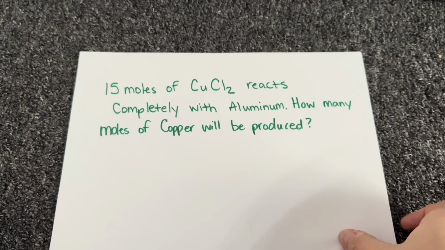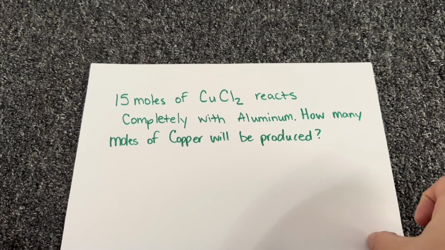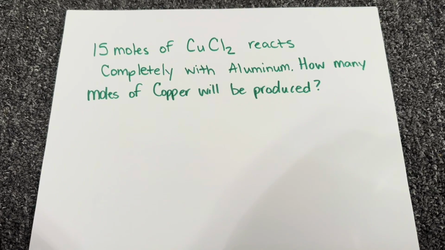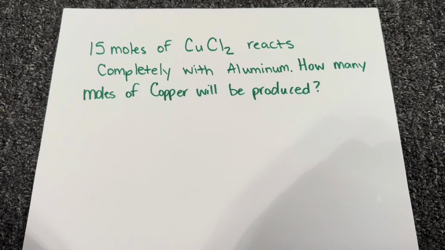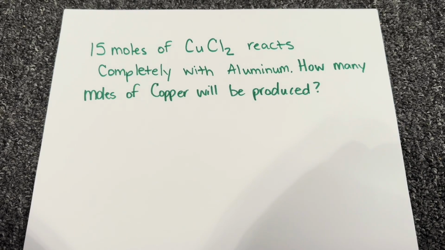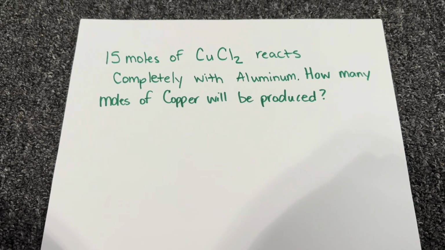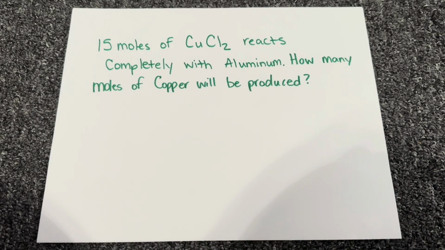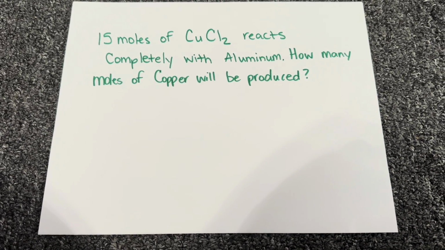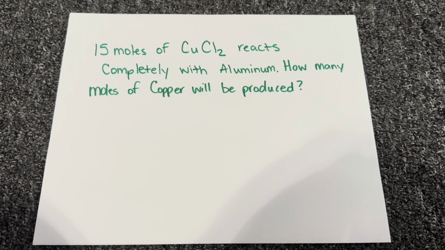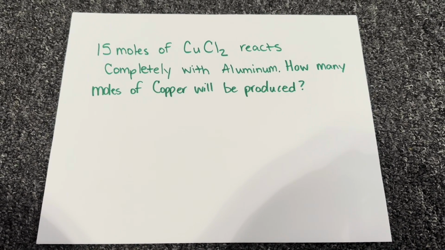Okay, now let's apply this to some actual math problems. Or some actual good chemistry problems. So here's our first one. We're told that 15 moles of copper chloride reacts completely with aluminum. It's the same chemical equation we just looked at, right? We balanced it. We talked about the mole ratios. We want to know, if this 15 moles of copper chloride reacts completely, how many moles of copper will be produced.